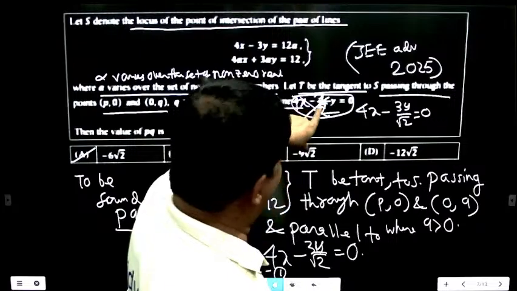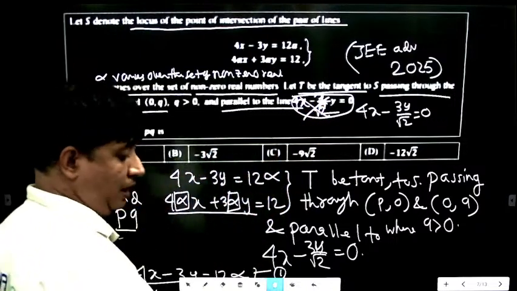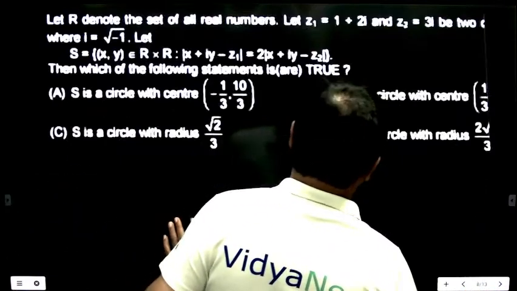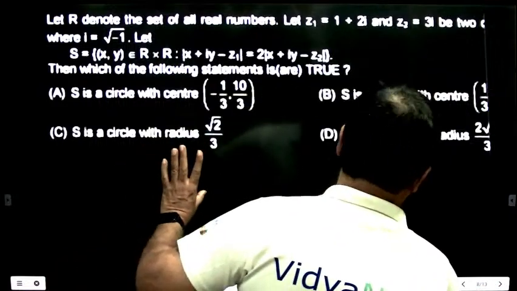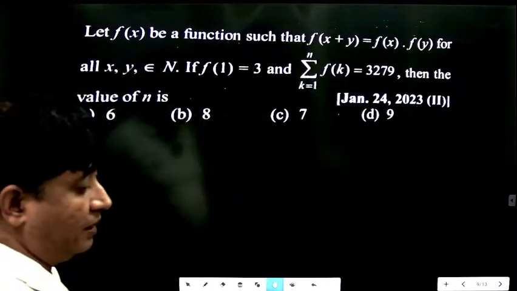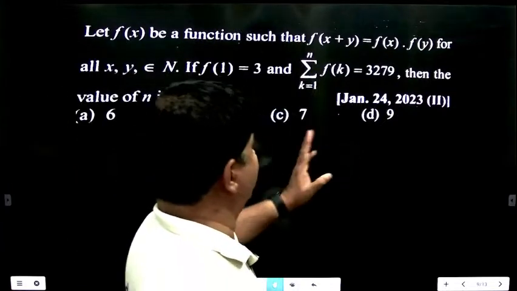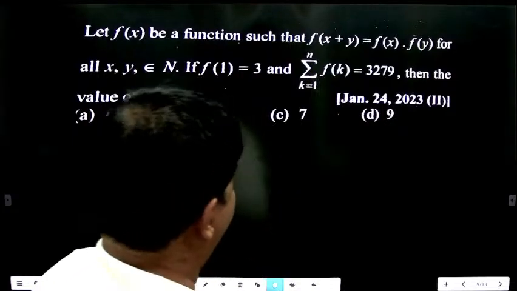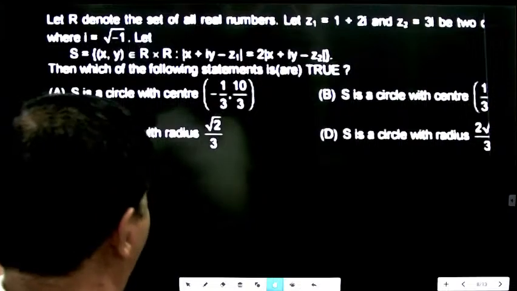So there is some ambiguity in the printing. X minus 3y by root 2, it is 4x minus... Otherwise, the sum is so simple. Here also, it is a little bit hazy. Better you skip this sum. It came in January 24, 2023. Those sums which look a little bit hazy, we will do later.